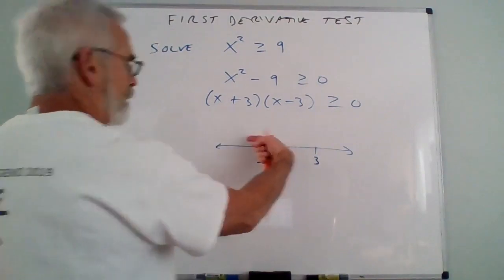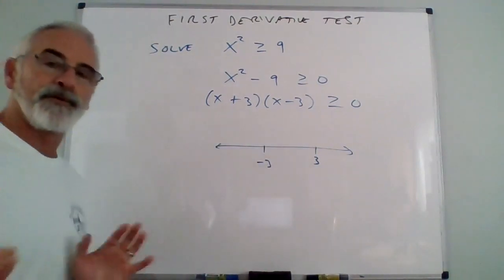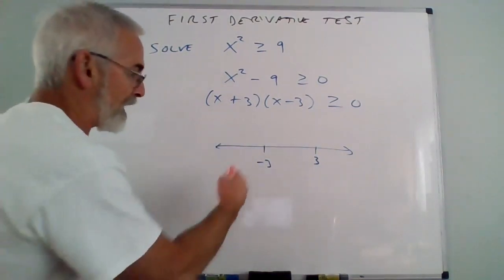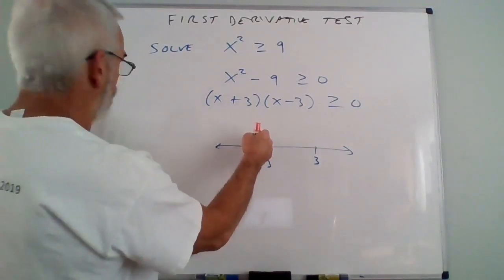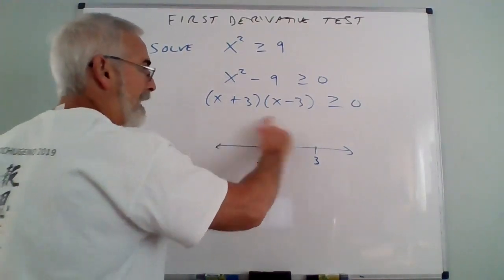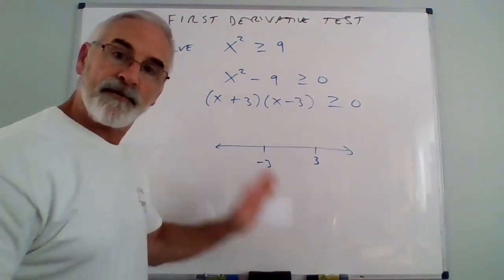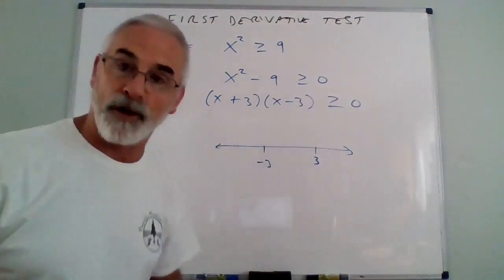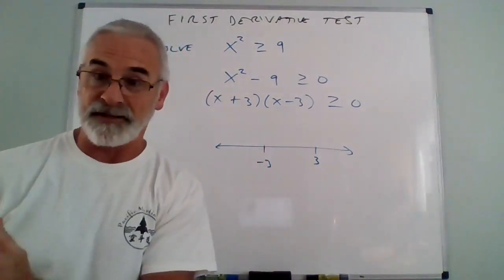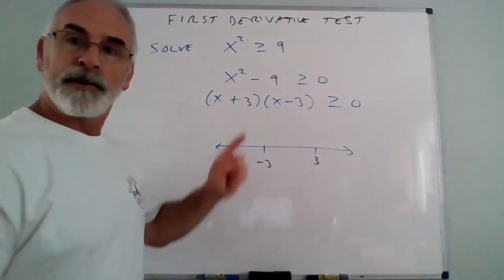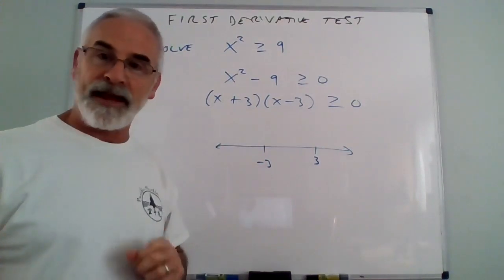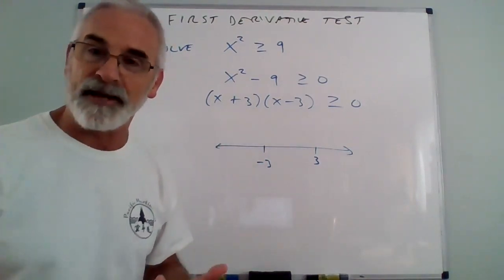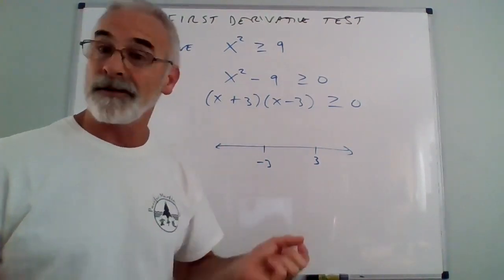So if I take a number in this interval, and here's the beautiful thing about solving inequalities. If I take a number in this interval from negative infinity to negative 3, and it makes this quantity positive, then every number in that interval makes it positive. If I take a number in that interval and it makes the product negative, then every number in the interval makes it negative. How come? Because first of all, this is continuous, and you can't go from positive to negative or negative to positive without passing through 0.